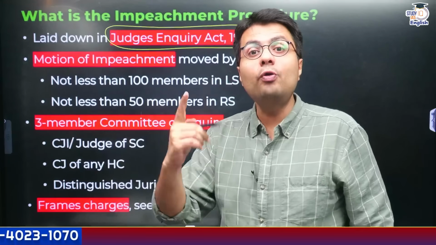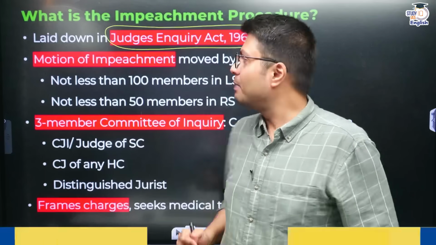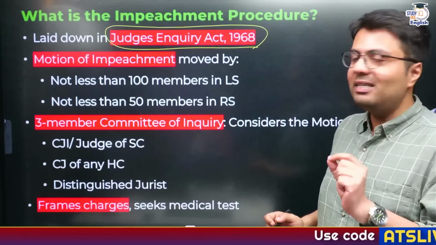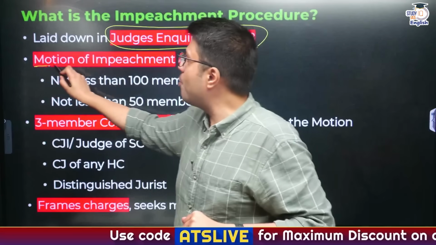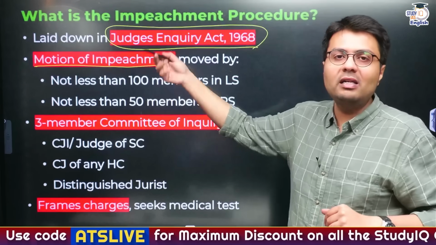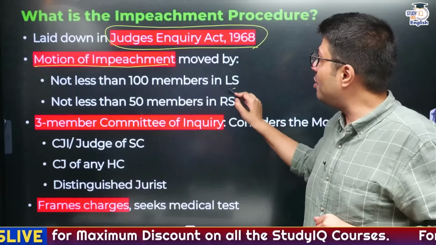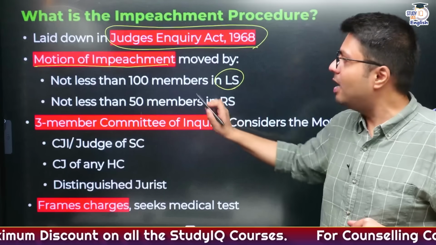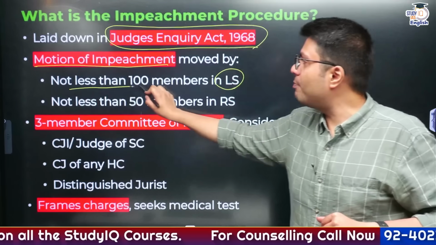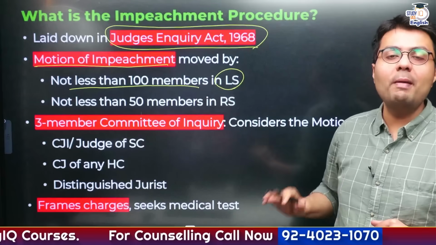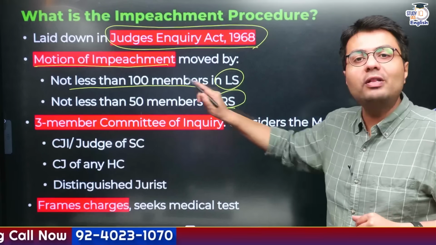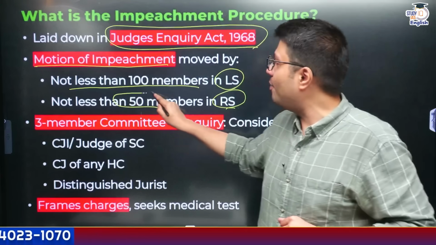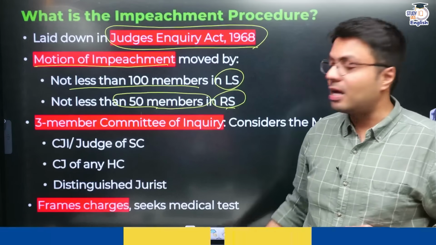This act provides rules and procedures that both houses need to follow before they can remove the judge from office by voting them through what? Through special majority. Now, this act states that for removal of a judge, you need to bring the motion of impeachment in either house of the parliament. And if you are introducing it in Lok Sabha, you need consent of at least 100 members of Lok Sabha. You can also decide to bring this in Rajya Sabha.